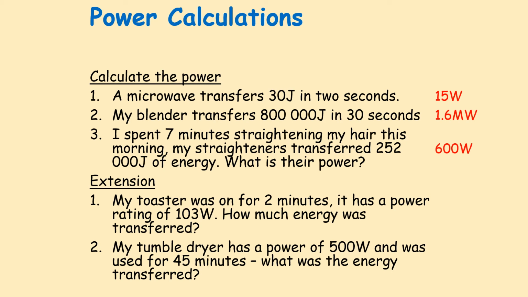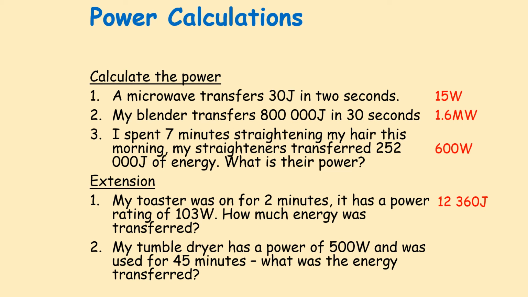So how much energy is transferred? Do I need to rearrange? Yes, because now I don't have the subject as the unknown. So to get energy on its own, I have to multiply both sides by time. So now I have energy equals 103 times 120, and that gives me 12,360 joules.